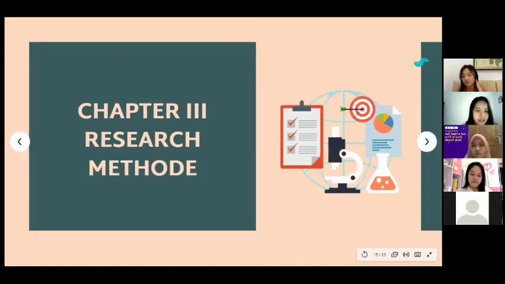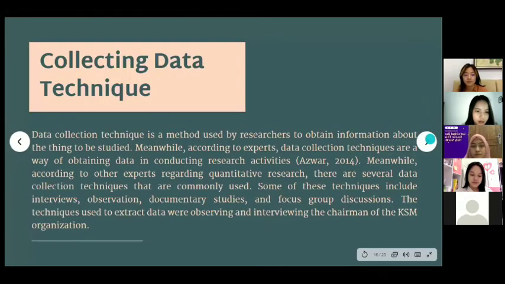Next is chapter 3, research and method. Next. The first is data collection technique. Data collection technique is a method used by researchers to obtain information about the thing to be studied.